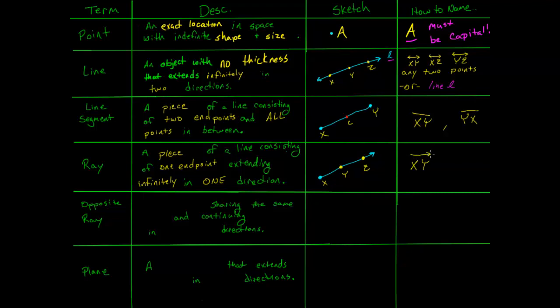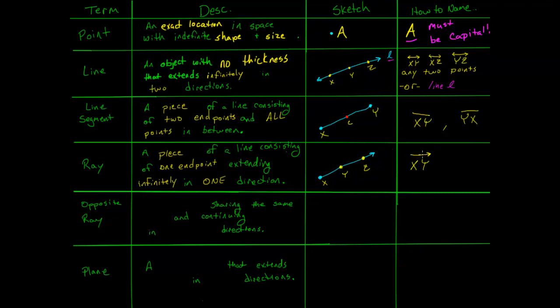We have an arrow. Here's where it stops. This is our endpoint. It extends infinitely going through point Y. There's going to be a bunch more points. As you extend on this line, you could have infinitely more points. But to name it, you start with your endpoint. In whatever direction it goes, you find a point that it goes through, and it continues infinitely through.